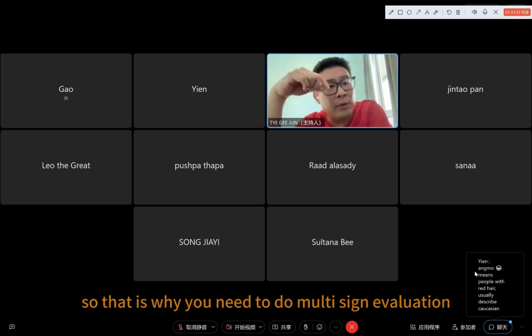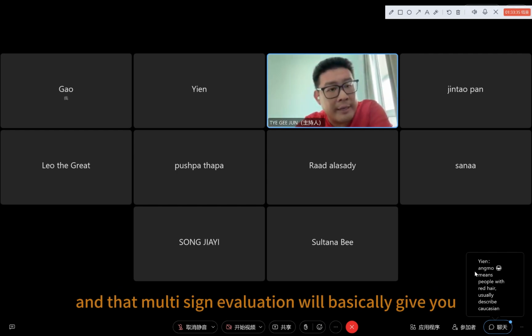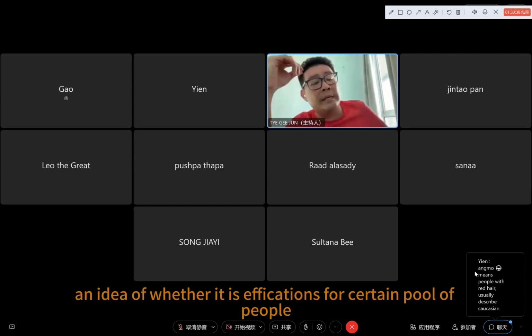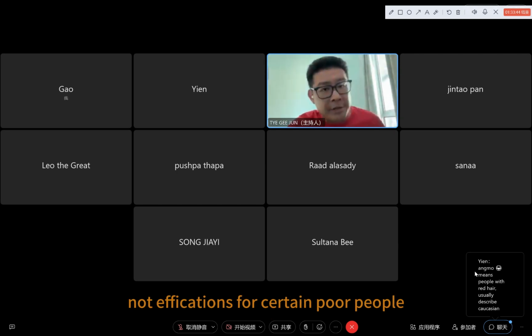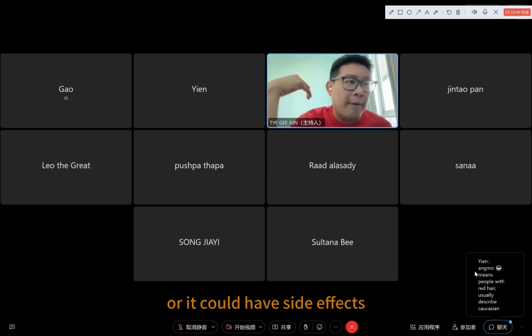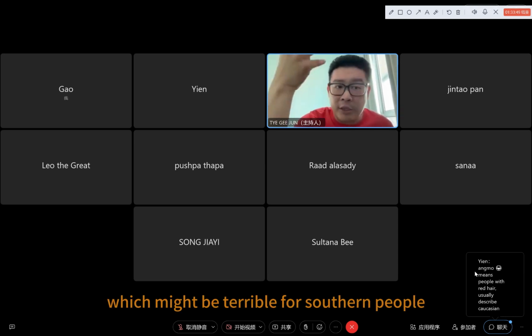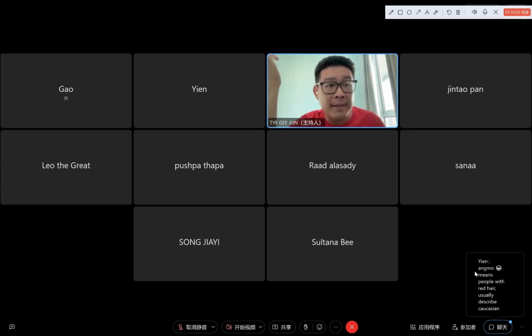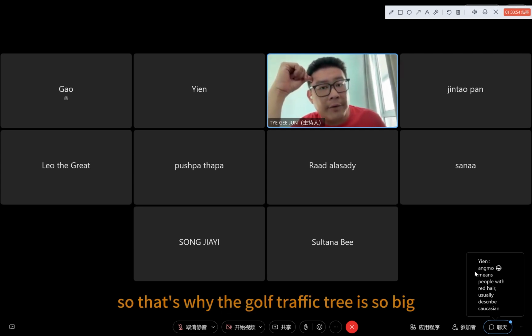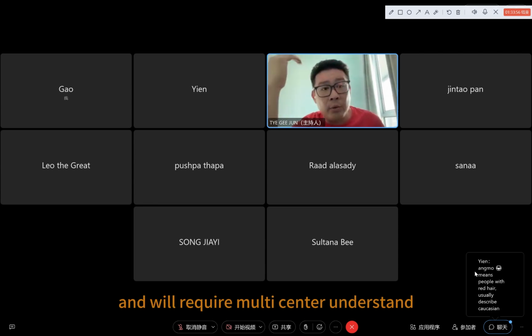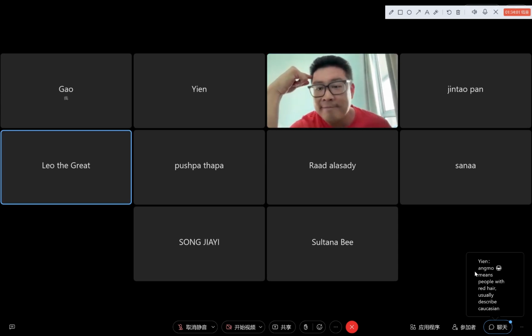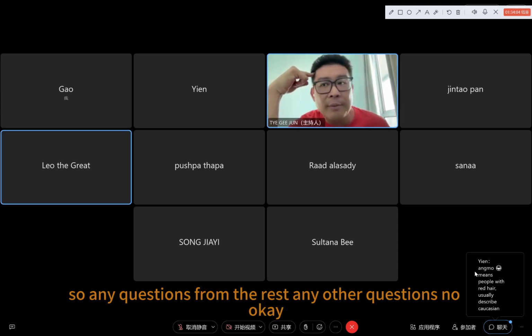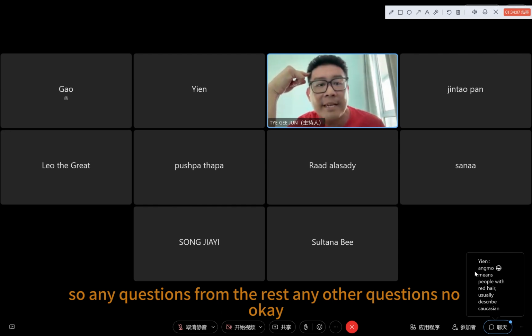Okay, so that is why you need to do multi-site evaluation, and that multi-site evaluation will give you an idea of whether it is efficacious for a certain pool of people, not efficacious for certain pool of people, or it could have side effects which might be terrible for certain people and not for others. So that is why clinical trial phase 3 is so big and requires multi-center. Understand? Yep. All right. Any questions from the rest? Any other questions? No? Okay.